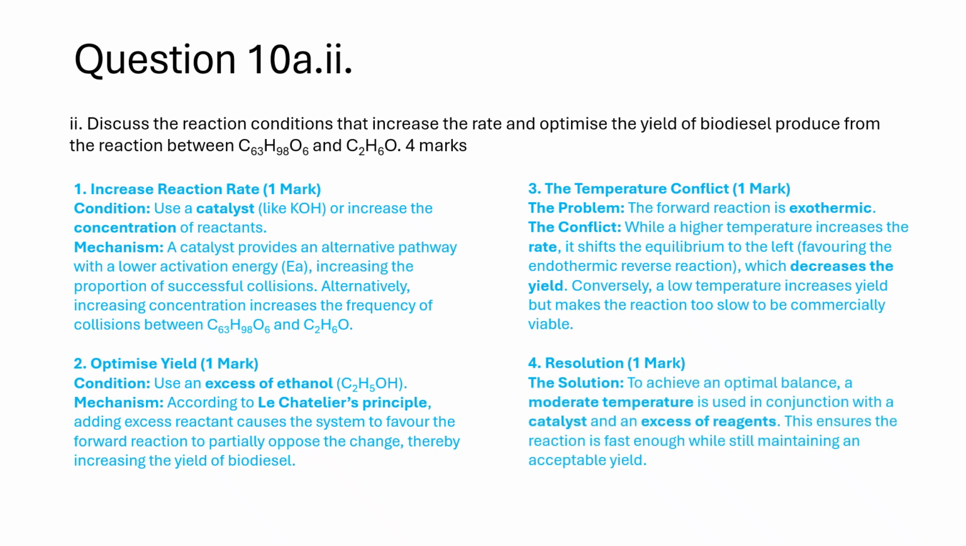4. Resolution. 1 mark. The solution: to achieve an optimal balance, a moderate temperature is used in conjunction with a catalyst and an excess of reagents. This ensures the reaction is fast enough, while still maintaining an acceptable yield.